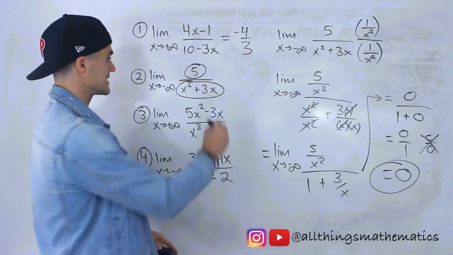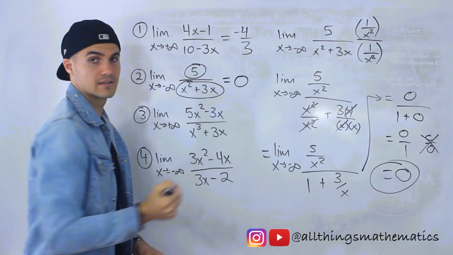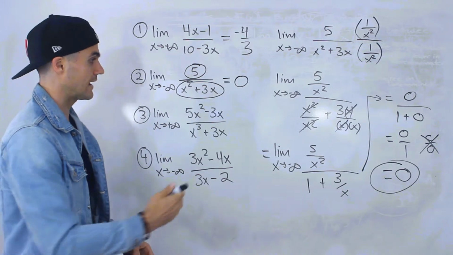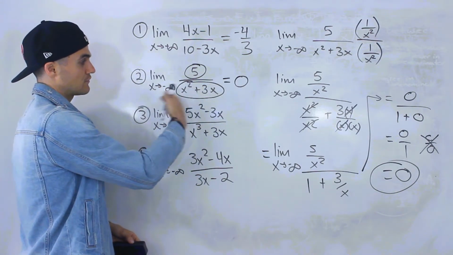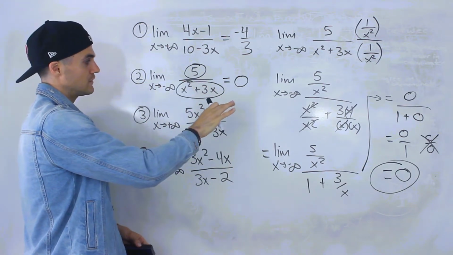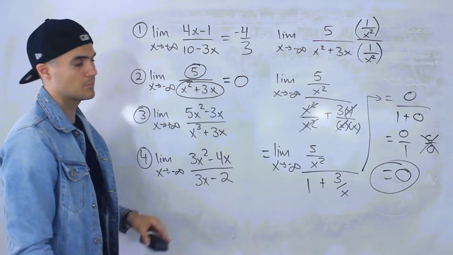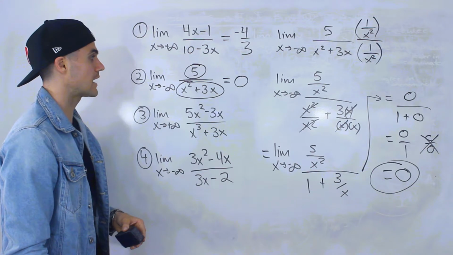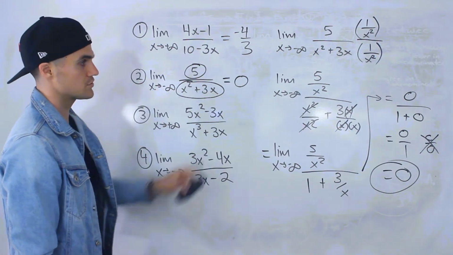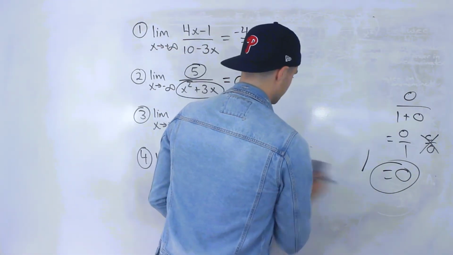What that means is that this function has a horizontal asymptote at 0. Remember, limits at infinity give us horizontal asymptotes. And it has a horizontal asymptote as x approaches negative infinity. Sometimes you'll have a different horizontal asymptote as you approach positive infinity. In this case, it's going to be 0 both ways. Same thing up here. But not all functions are going to be like that. But yeah, that's the limit for number 2. Use the exact same method.